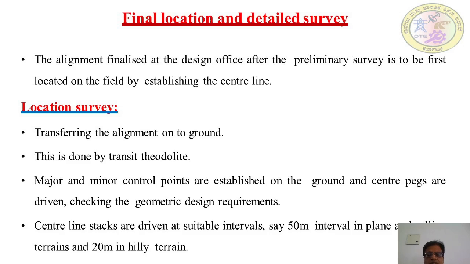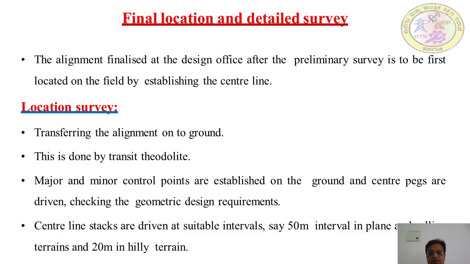Major and minor control points are established on the ground and the center pegs are driven, checking the geometric design standards. You need to establish some minor control points for future checking, because if any mistakes happen, you need to cross verify. You cannot go back to the initial zero chainage and start checking again; that is a tedious process and becomes very difficult. So, in order to check the levels, you will be fixing some TBMs, temporary benchmarks, and so forth. So minor control points have to be fixed.